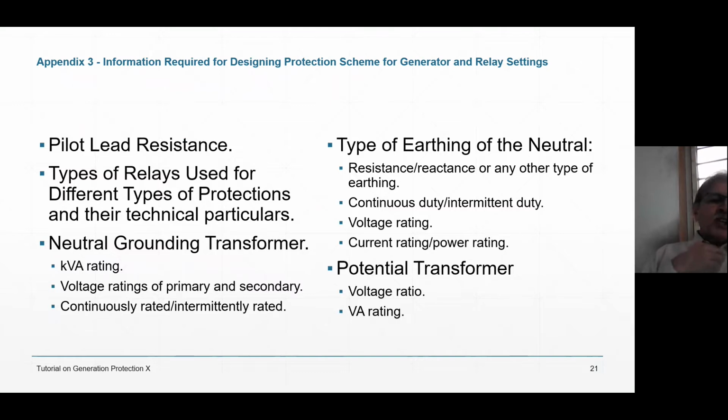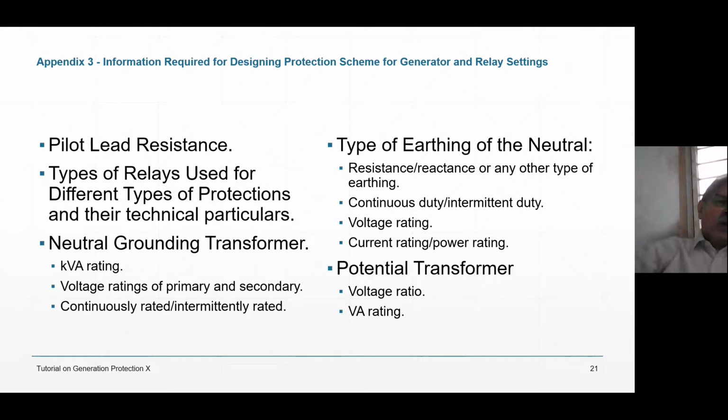Other important information required is the pilot lead resistance, from the geography of the power plant. Types of relays used for different types of protections and their technical particulars. You must know what relay you are using and its technical details. Otherwise, you cannot set the relays.